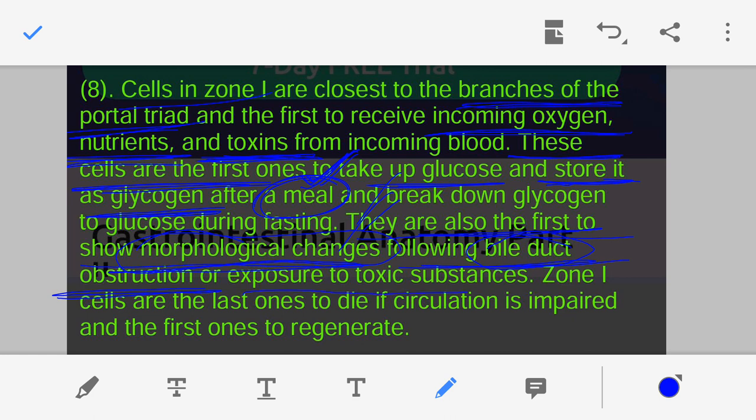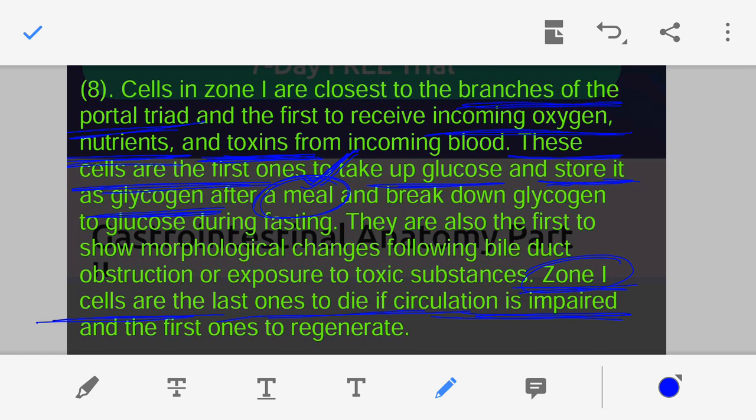Then when they are exposed to toxic substances, there are morphological changes occurring in this zone 1 cell. Then zone 1 cells are the last ones to die if circulation is impaired. The reason is the zone 1 cells are very close to the portal triad.